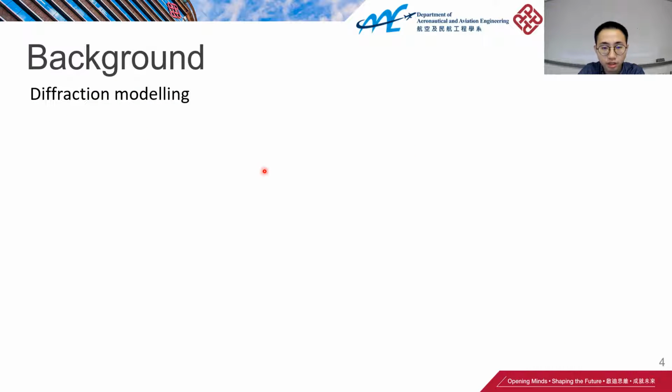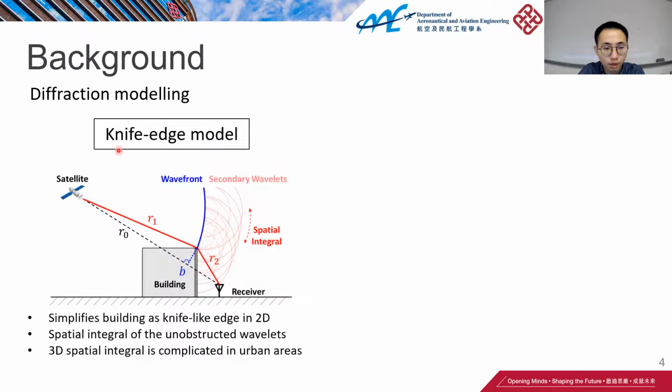To do so, there exist two popular methods. One is the knife-edge model. The GNSS signal propagates as a wave. The wavefront of a satellite emits secondary wavelets, and those wavelets will continue to form another wavefront for propagation. The knife-edge model simplifies a building as a knife edge and describes diffraction by the spatial integral of those unobstructed secondary wavelets. However, the 3D spatial integral becomes complicated for the urban environment.